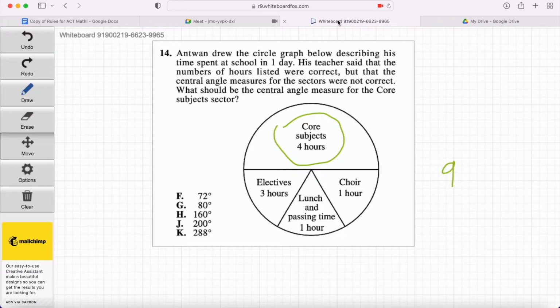I'm going to make a note of that. 9 hours total. And we're talking about 4 hours out of the 9 hours. So that's a fraction right there. So we know the core subjects is 4/9 of the total number of hours. Does that make sense? Because it's 4 of the 9. So here's another question for you. Do you know how many degrees there are in a circle, Abby?